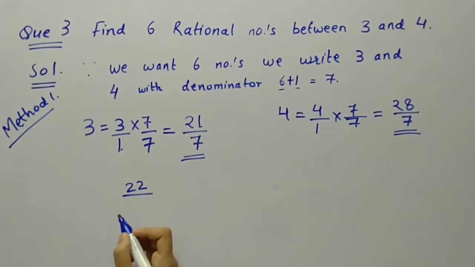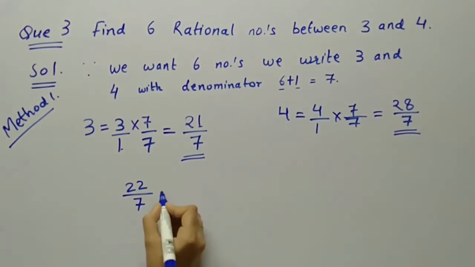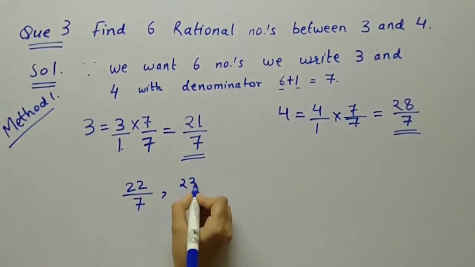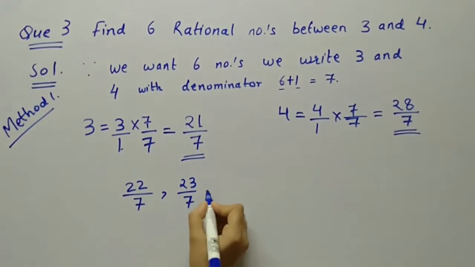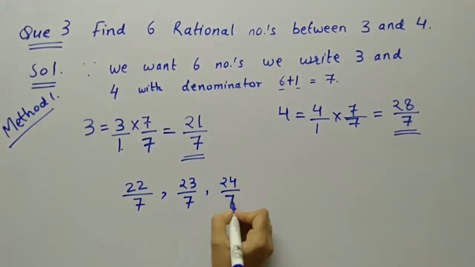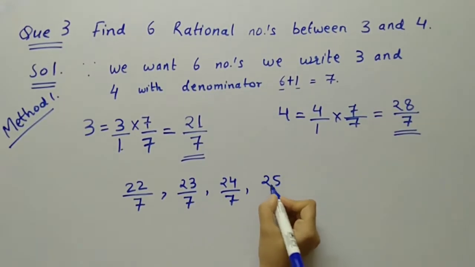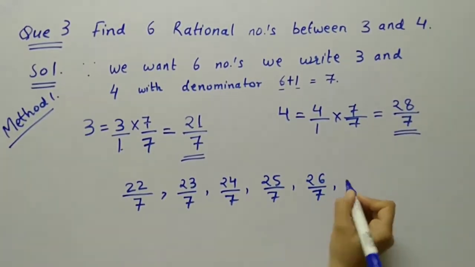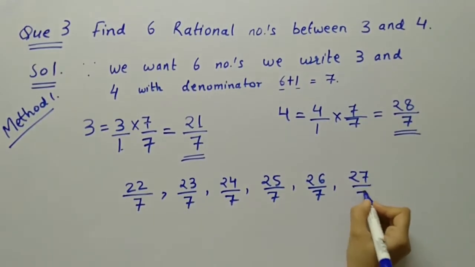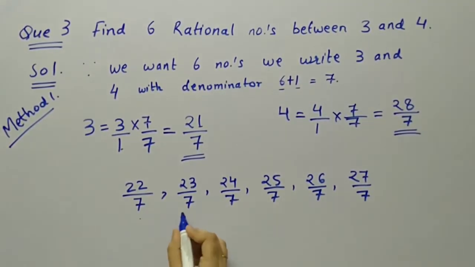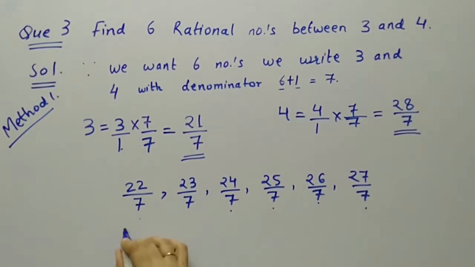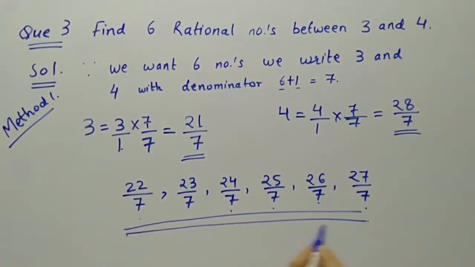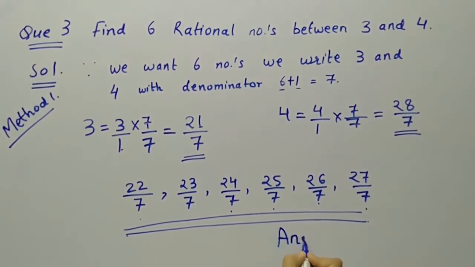So our first rational number will be 22 by 7. Then 23 by 7, 24 by 7, 25 by 7, 26 by 7, 27 by 7. So 1, 2, 3, 4, 5, 6. These are the 6 numbers which lie between 3 and 4. So this is our answer.